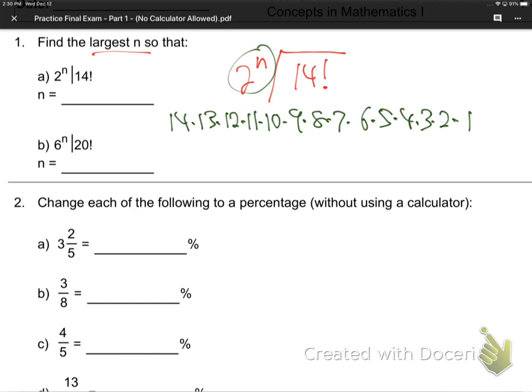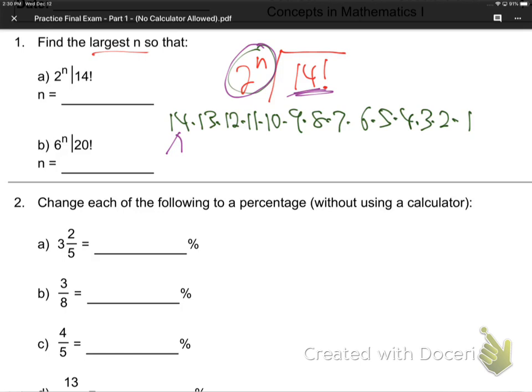Basically I'm looking for how many 2's are in there, right? Because this is 2 to some big power. Maybe it's going to be 2 to the 9th or 2 to the 12th or whatever it is. It's going to be some big power on a 2, which means it's going to be a bunch of 2's. So I'm really trying to figure out how many 2's go into 14 factorial. How many 2's does it have?